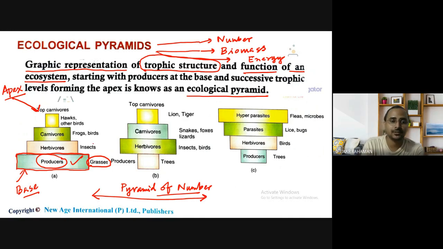And after that, insects, for example grasshoppers, who consume the grasses. So the grasshoppers are herbivores, and herbivores, number of herbivores are less than producers. Number of herbivores are less than producers or grasses.